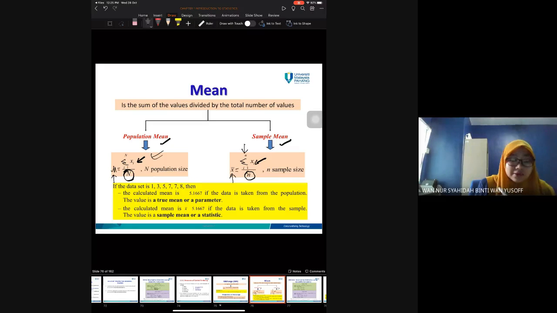We have a similar formula for the population mean and the sample mean. That's why in your calculator we have a single value for the mean. It doesn't matter whether the data that we key in is a population or a sample, it will give a similar value because we have a similar formula here.